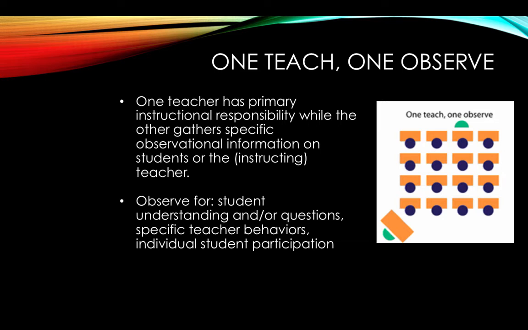One, teach, one, observe. For this strategy, it's required that the observer has a specific purpose for their observation, either watching a student specifically or learning new specific teacher behaviors or offering feedback on specific teacher behaviors. In this strategy, one teacher has the primary instructional responsibility while the other gathers specific information.